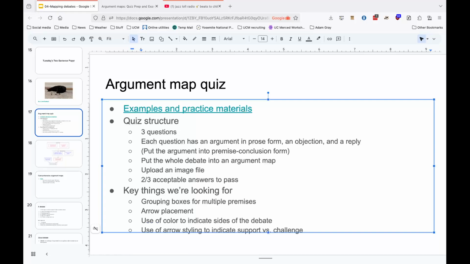Okay. Any questions about the logistics or the formatting or the expectations for the quiz? Great.